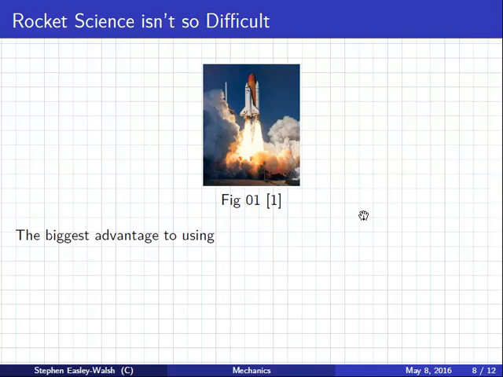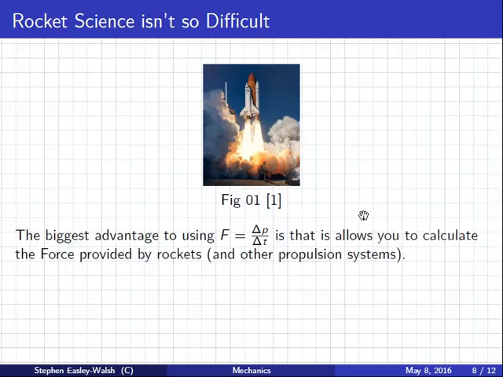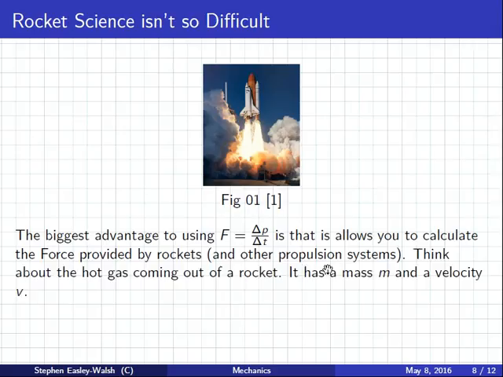Now, one of the biggest advantages of using this formula, delta P over delta T, is that you can use it to calculate the force provided by rockets and other propulsion systems. So if we think about the hot gas coming out of the rocket, it has a mass and a velocity. But the gas was at rest. So inside, the gas is not moving. Outside, the gas is moving.